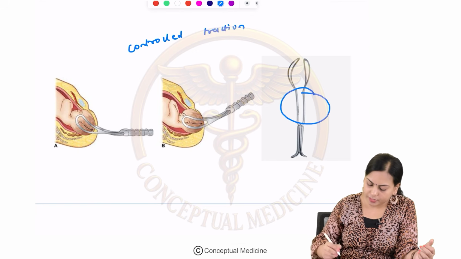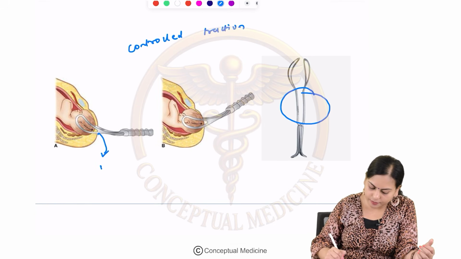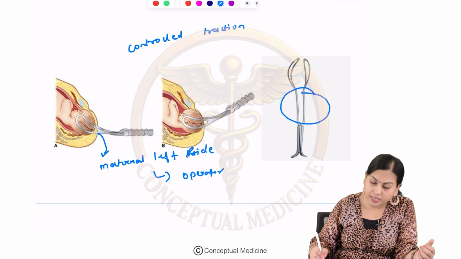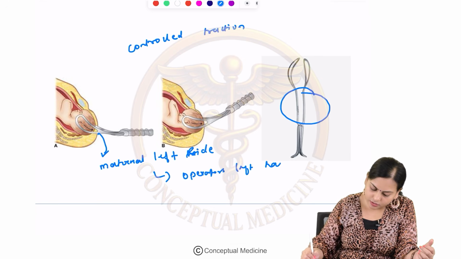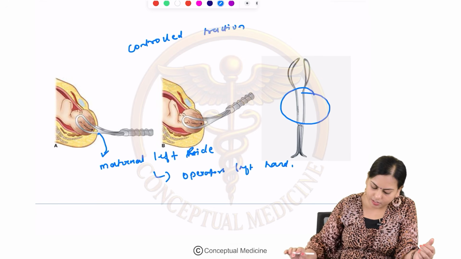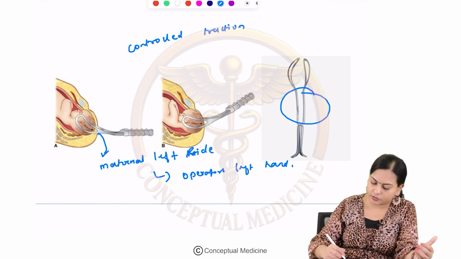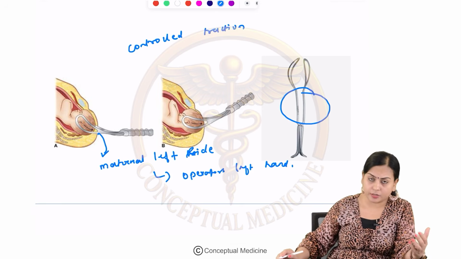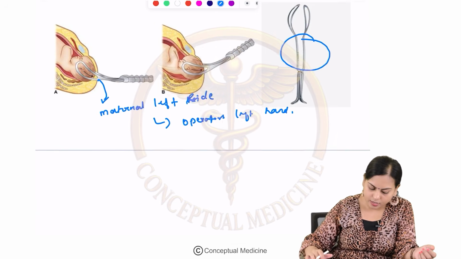And remember, the blade that is placed on the maternal left side is to be held in the operator's left hand, and the same thing on the other side also. So, the maternal right side means it should be held by the operator's right hand.